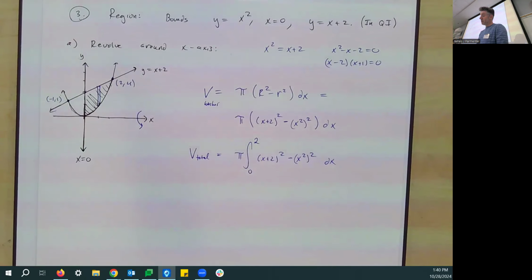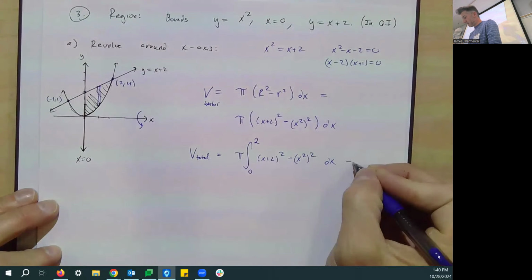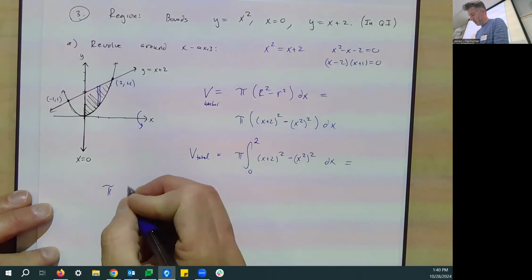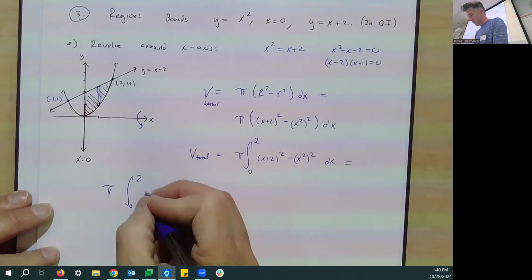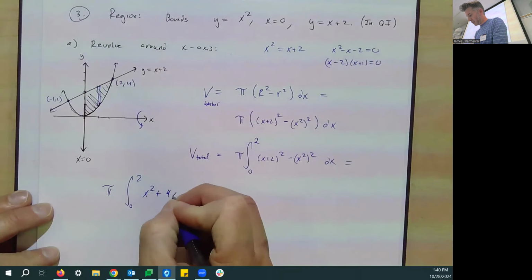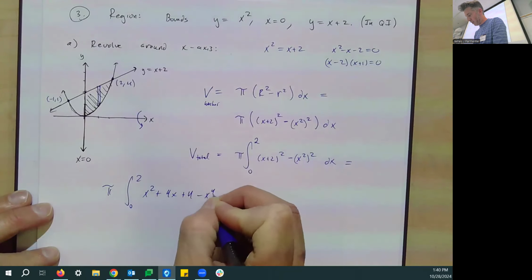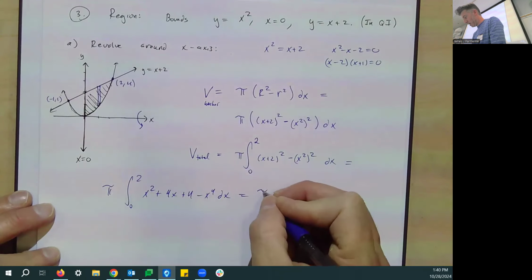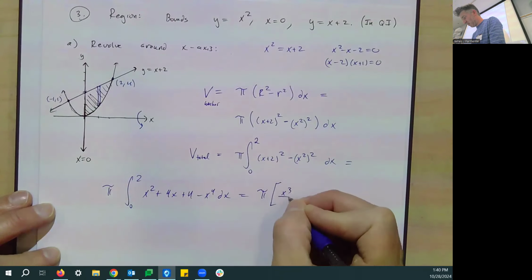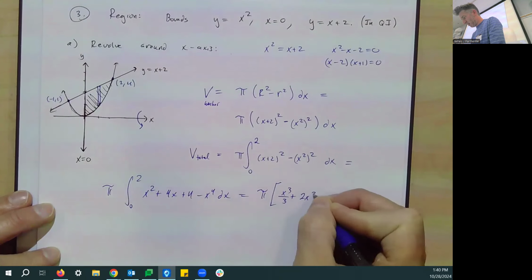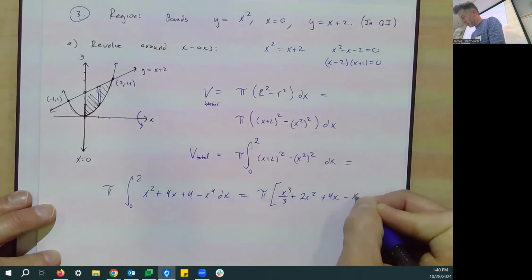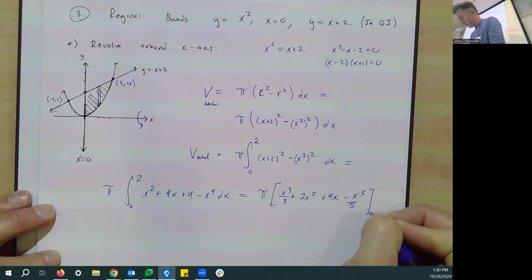I don't want to do the rest. But here's the rest. So then we multiply it out. You'd have x squared plus 4x plus 4 minus x to the 4th. You would anti-differentiate. You would have x cubed over 3 plus 2x squared plus 4x minus x to the 5th over 5 from 0 to 2.